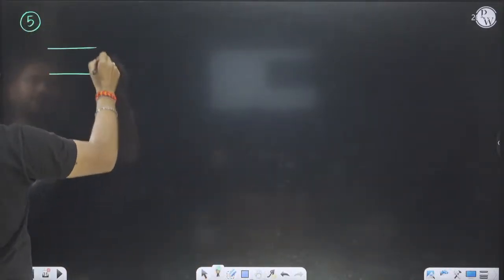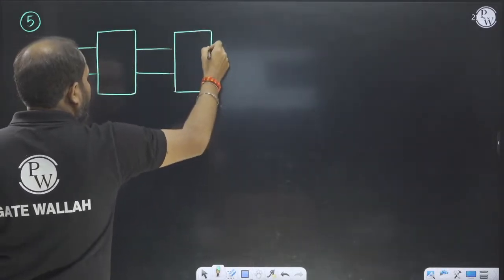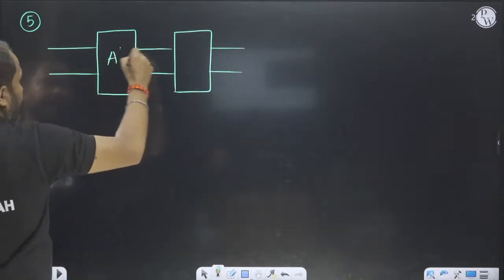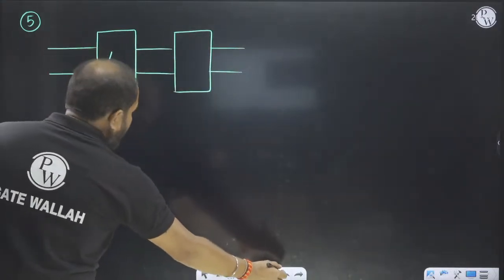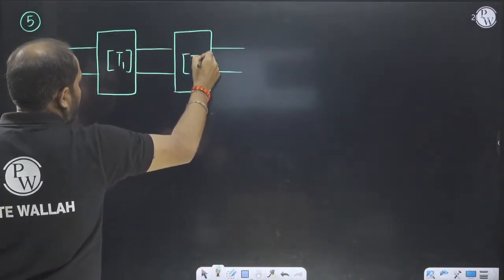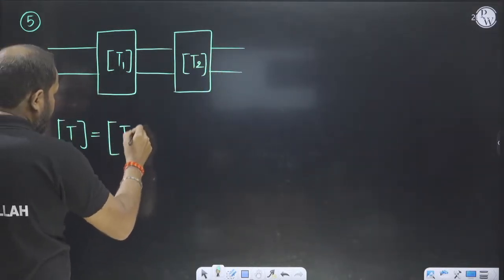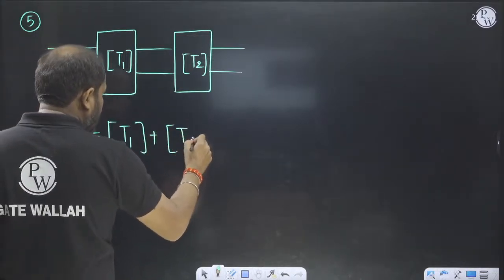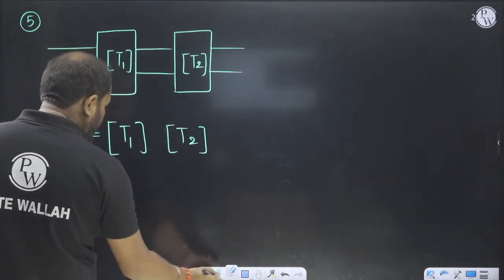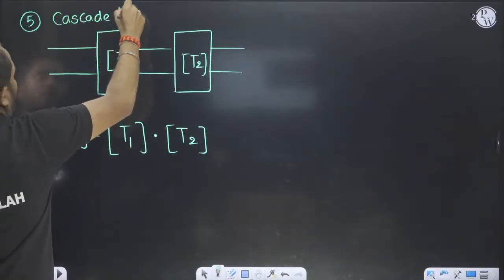Fifth one is cascade. In case of cascade, T matrix will be multiplied. Which matrix will be multiplied? T matrix. This one is T1, this one is T2. So in cascade the T matrix will be T1 into T2. So this is cascade or tandem.